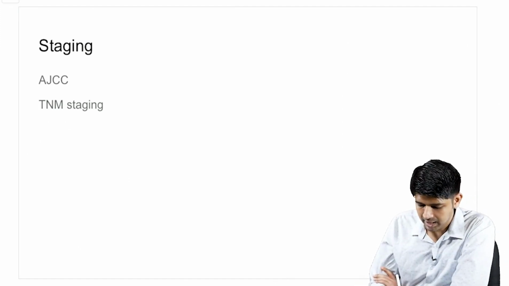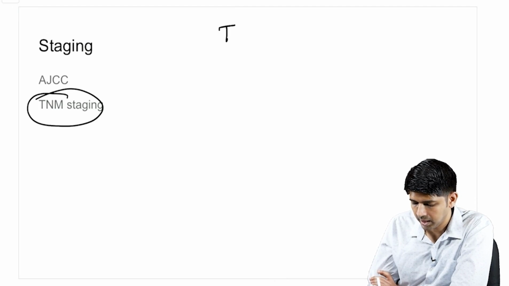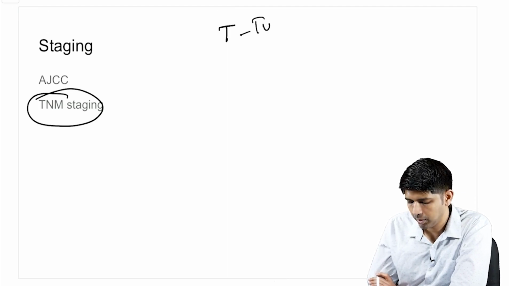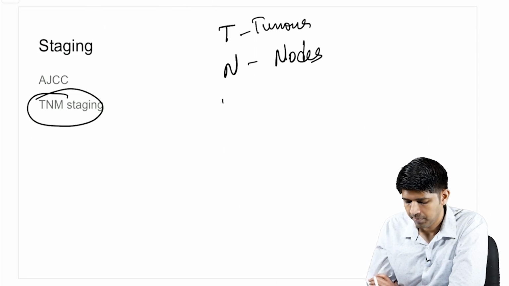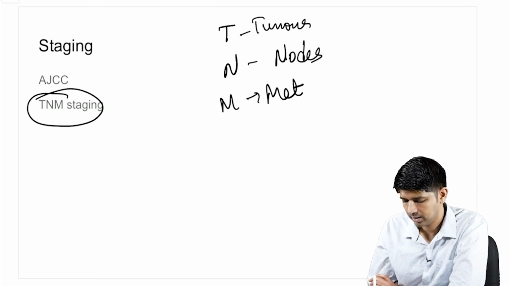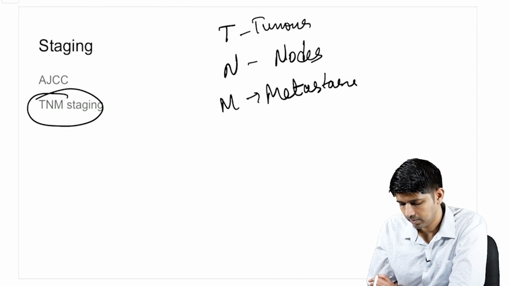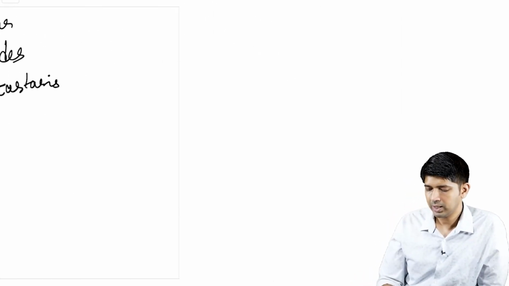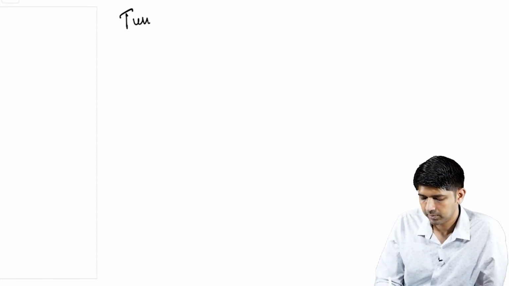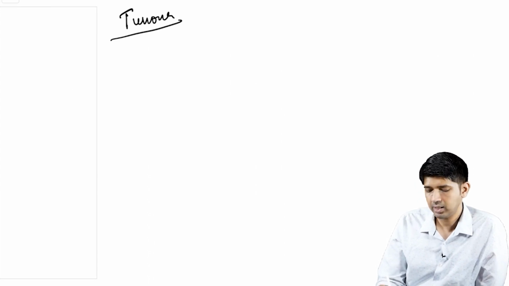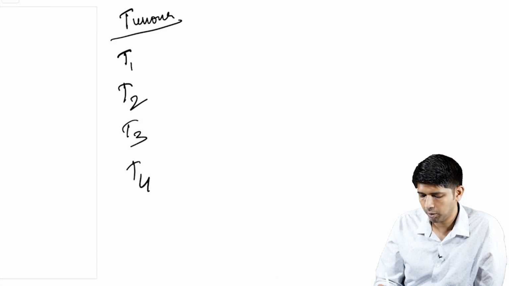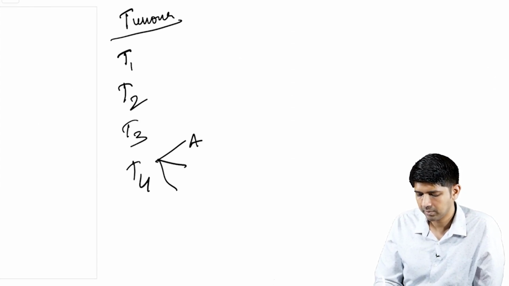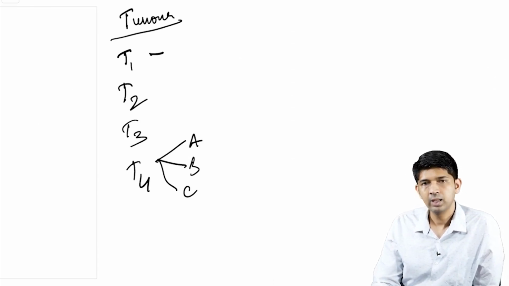So in every staging, we have what we call a TNM staging, all right? T stands for tumor, N is for nodes, M is for metastasis, all right? So first, let's look at the tumor staging. In CA breast, very easy: T1, T2, T3 and T4. In T4, you have A, B and C, okay?